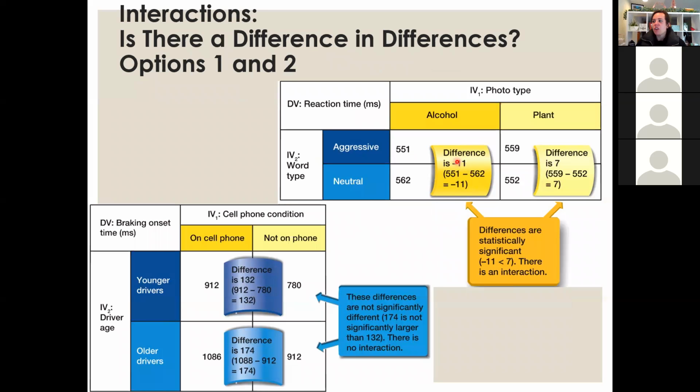This is another way you can look at it. This is looking at the interaction. This was our alcohol and plant aggressive and neutral example. Taking the results of this, between these two there's a difference of -11. Between these two there's a difference of 7. So -11 is smaller than 7. There is an interaction effect here. Again, you're not going to be asked how to do that.